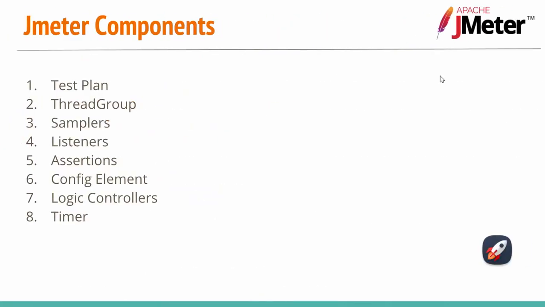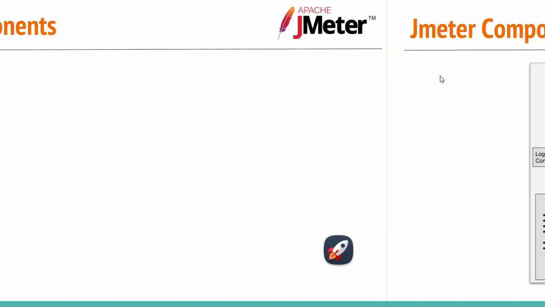So JMeter components include various things. For example, they include test plan, thread groups, samplers, listeners, assertions, config elements, logic controllers, and timers. We'll discuss these one by one, and these are the main components of JMeter. And if you have any doubt, you can ask me in the comments. So let's get started. Let's start with the test plan.